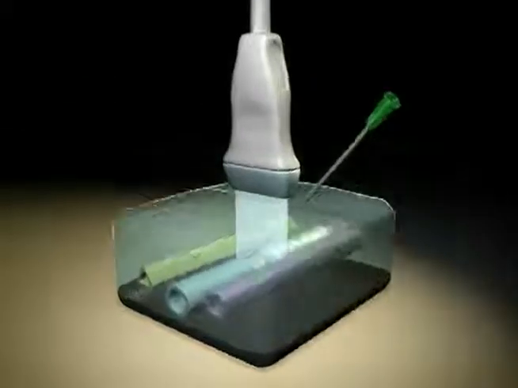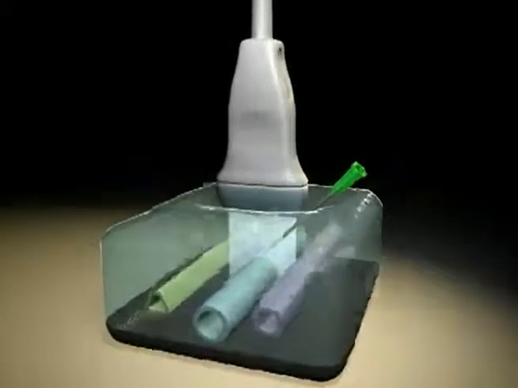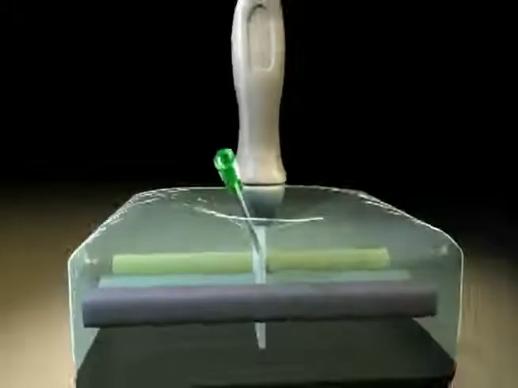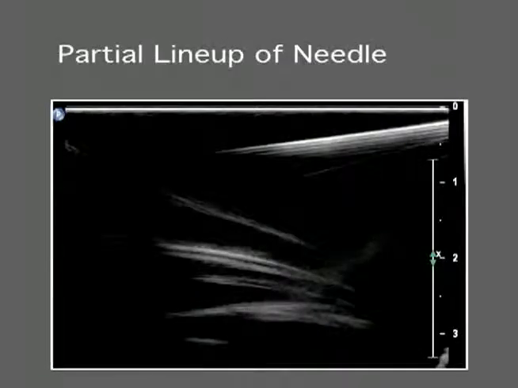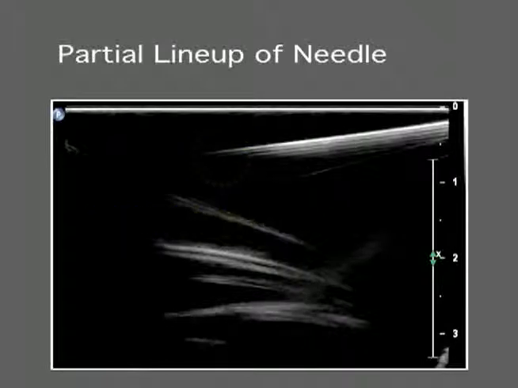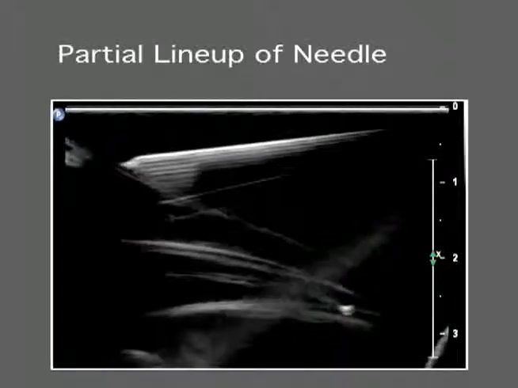If the needle crosses the plane of imaging but does not completely lie within it, only a portion of the needle will be seen. This can give a false impression of needle depth that can lead to complications. Alignment issues can often be addressed by leaving the needle stationary and manipulating the transducer until the tip of the needle is imaged.